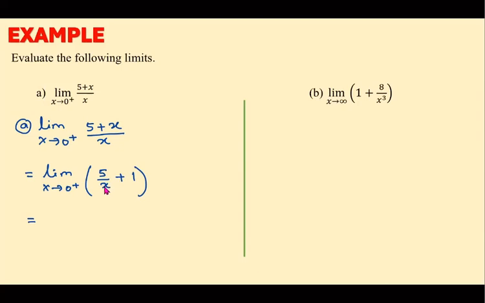So we write infinity. And then the limit of the constant, limit of 1, is just 1. So a very, very large number represented by infinity here in this case, plus 1. So infinity plus 1, that is infinity. So this limit happens to be infinity.